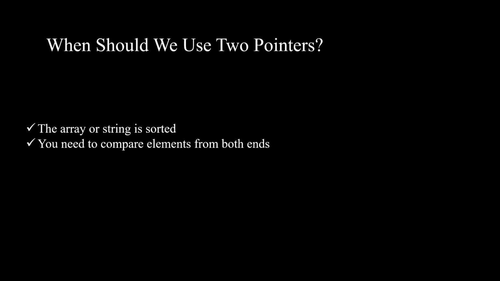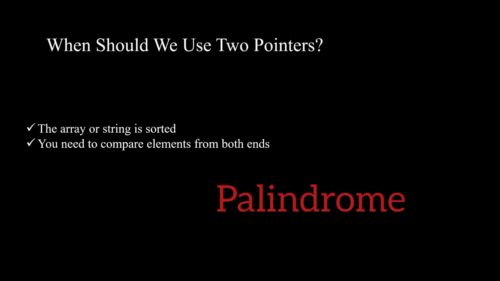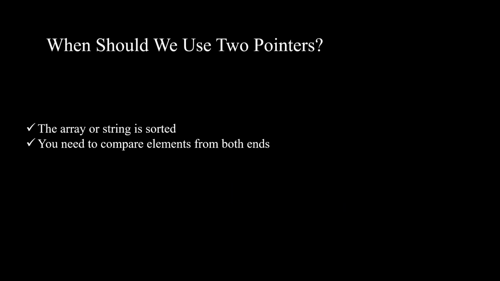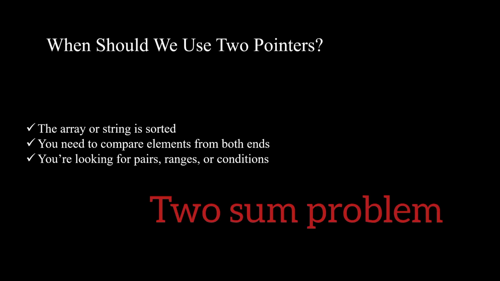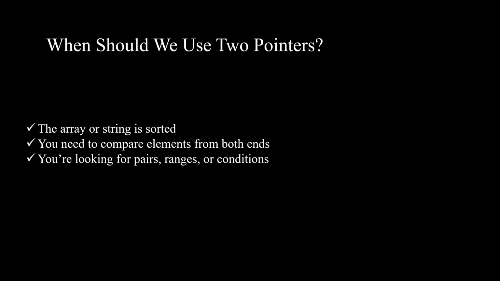Next, you need to compare elements from both ends, which means a problem where you need to compare the first element and the last element at the same time. For example, to check if a number is a palindrome, we need to compare from both ends. Next, you are looking for a pair, range or a condition. It means the problem asks to find the sum of two numbers that add up to a target, or a valid range or a condition between two elements.